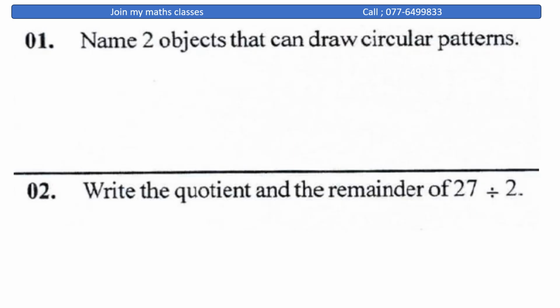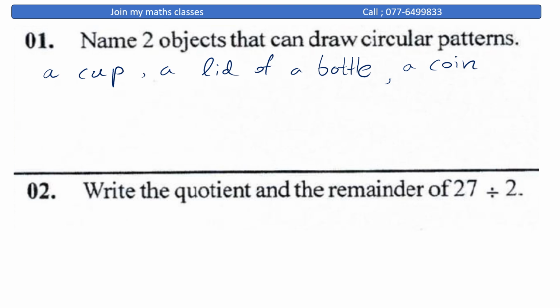So okay, let's go with this first question. Here you have to name two objects that can draw circular patterns. So you can see, I can say cup, a lid of a bottle, coin, etc. So you can name two objects you can use to draw circular patterns, right? I think you see a lot of things. A dish, and there are a lot of things you can see when you look around, right?